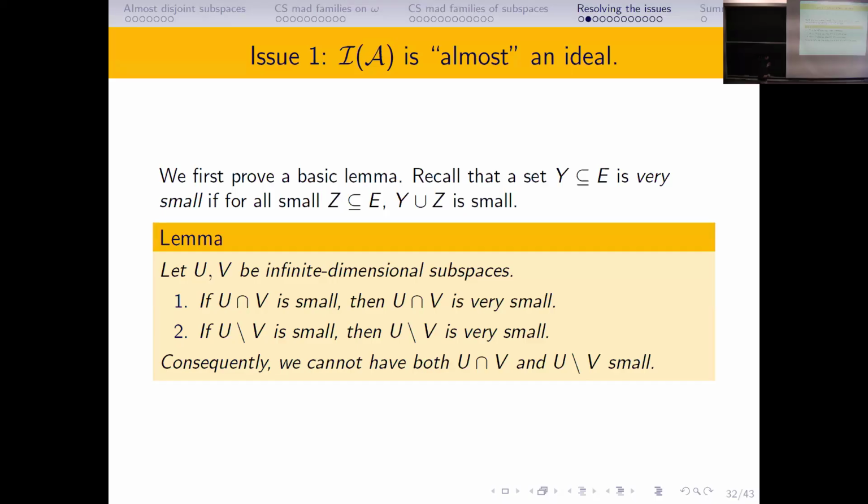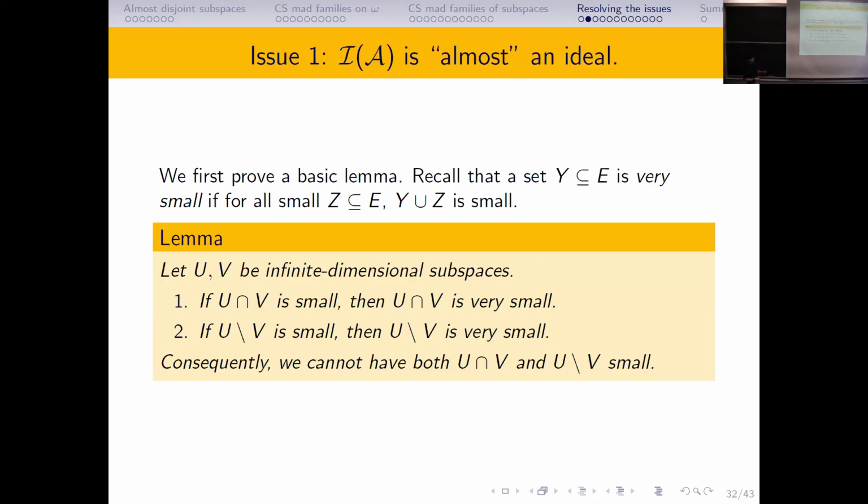Before I explain what I mean by almost an ideal, I need to show some relationship between small and very small sets. The example that I gave earlier showed that there is a small set that is not very small. What I'm saying here is that when we are dealing with subspaces, then small subsets are indeed very small.